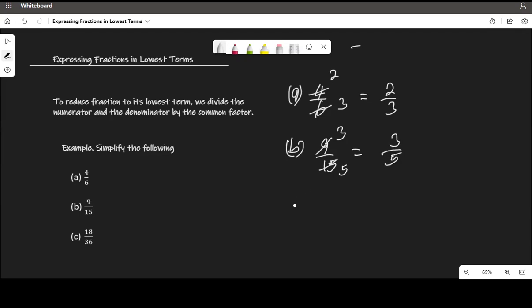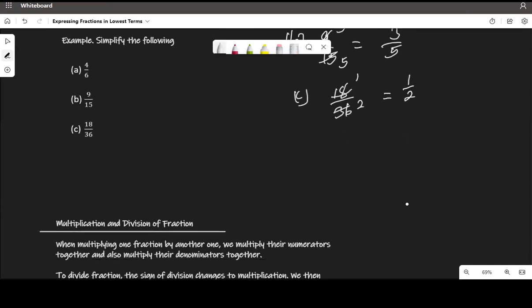Then for the third one, which is the last one in this example, 18 over 36. Again, we look for a number that divides both 18 and 36. That number is 18 itself. 18 in 18 is 1. 18 in 36 is 2. So 18 over 36 in its lowest term is 1 over 2. And that brings us to the end of that example.